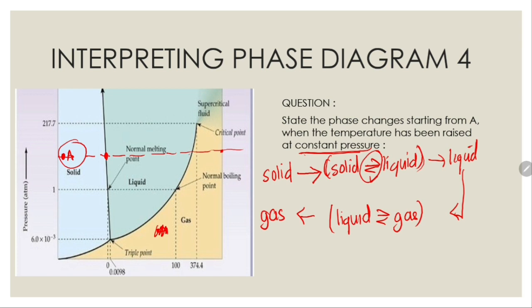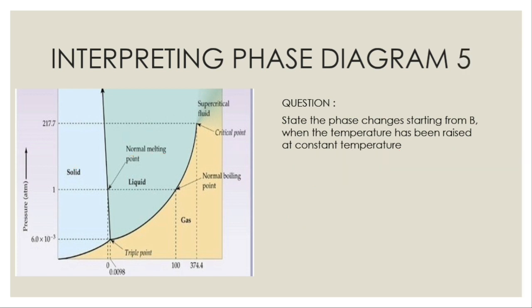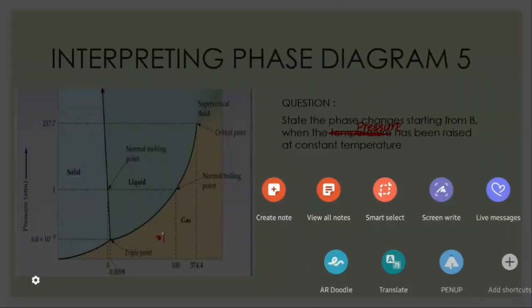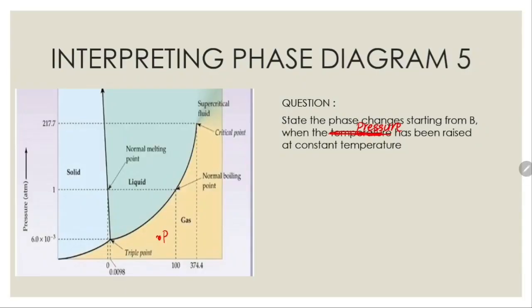Okay, let's look at another example to understand the phase changes, and how you can write a good phase change process. State the phase changes starting from B when the pressure has been raised at constant temperature. Okay, typo here. So let's start from, this is your B.